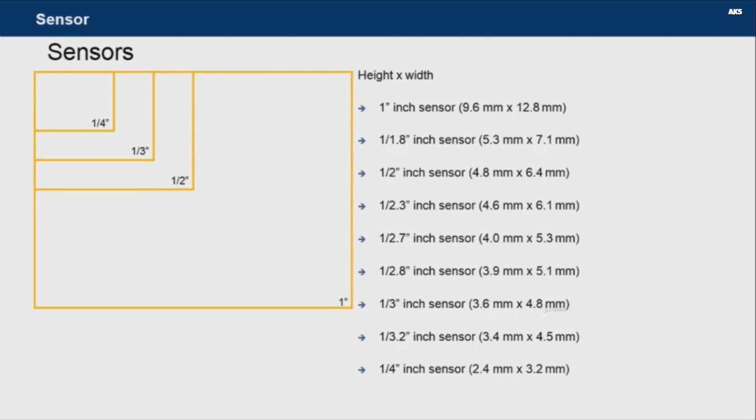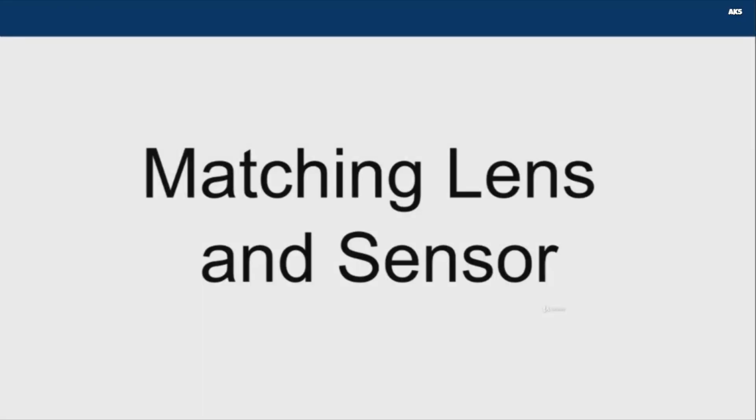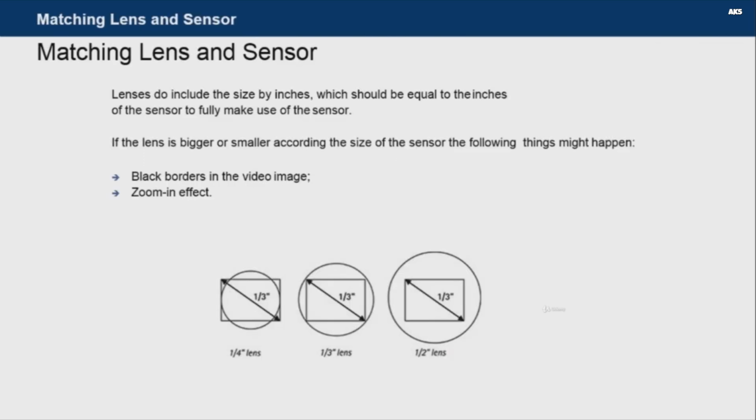Sensor sizes are expressed in inches notation. As you can see here, there are different sizes of sensor in the market, 1 inch or 1 divided by 2 inches and others. You have to pay attention here. This is very important when you are choosing the box camera and the lens separately.